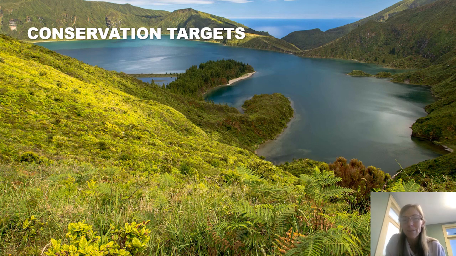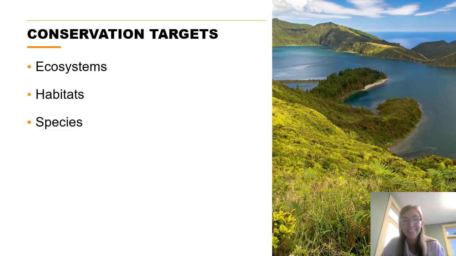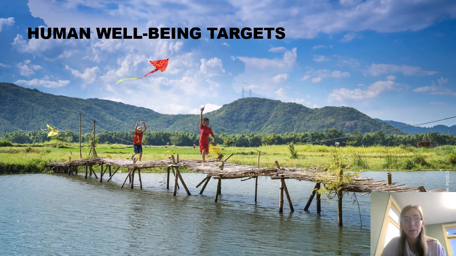The next step is really to clarify what the project is ultimately trying to conserve. So we call these values targets or conservation targets. A target is an element of biodiversity. They can include ecosystems, habitats, species, but we also have human well-being targets.